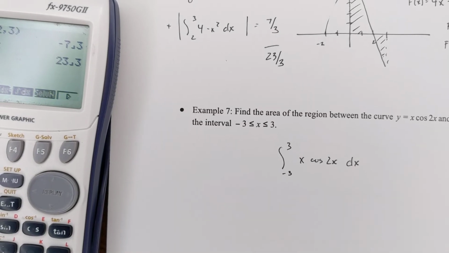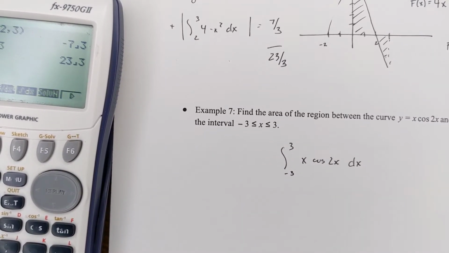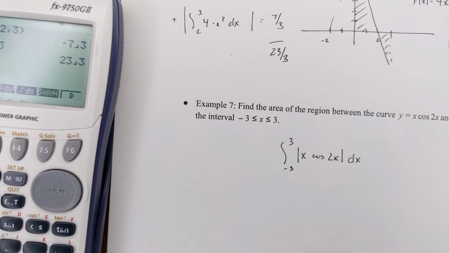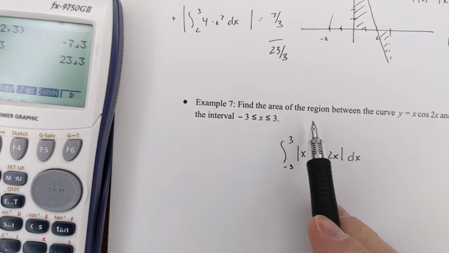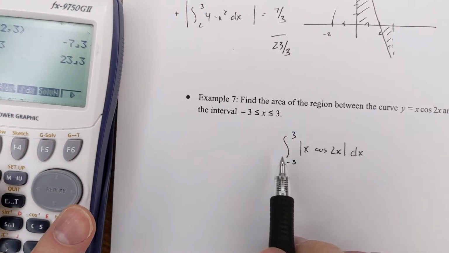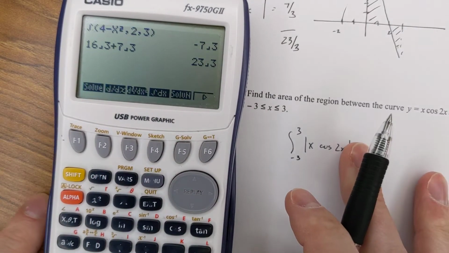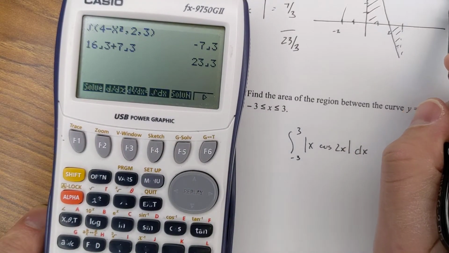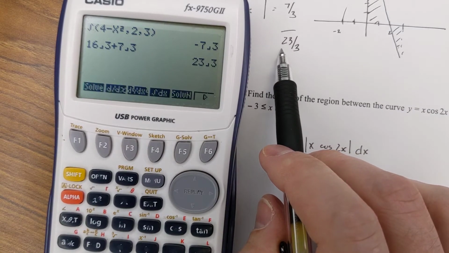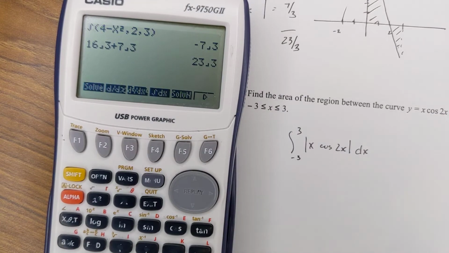Now, just like before, what we're actually going to do is, since we want our areas to be positive, we're going to drop absolute value bars around it. We just want the total area. It doesn't matter whether it's above or below. So we're going to actually work this function out, not the original one. And we could have done the same thing up here. We could have just dropped absolute value bars around the 4 minus x squared. And that would give us the 23/3 as well.